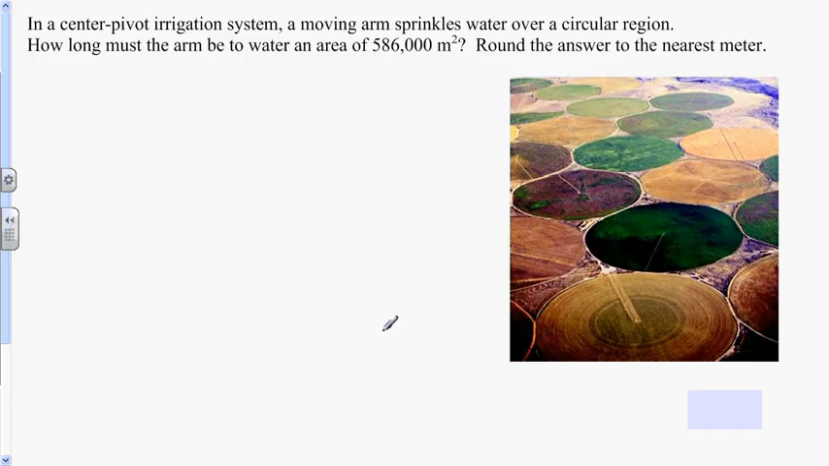Here's a picture of a farmland being irrigated. So here is the well, right in the middle, and here is the irrigation unit, and that pivots around that piece of land. Therefore you have circular fields. Most of my family's from Nebraska, and this is what they do. It controls their crops a little bit better, and they are more drought resistant. Well, here's a question that says, this is a center pivot irrigation system. The moving arm sprinkles water over the circular region. How long must the arm be to water an area of this much?